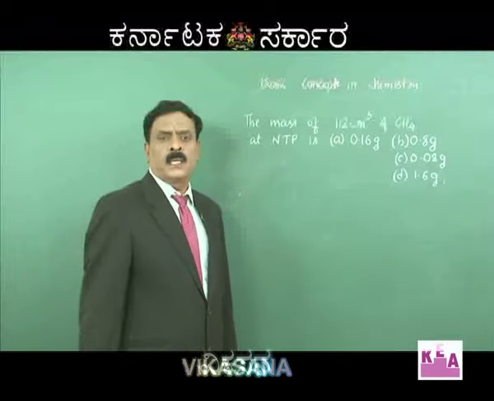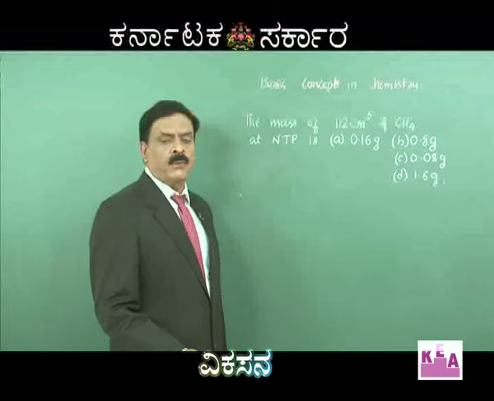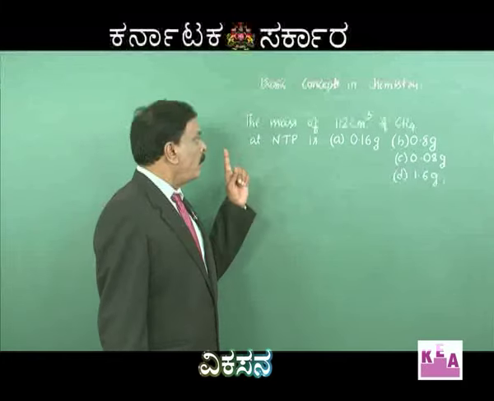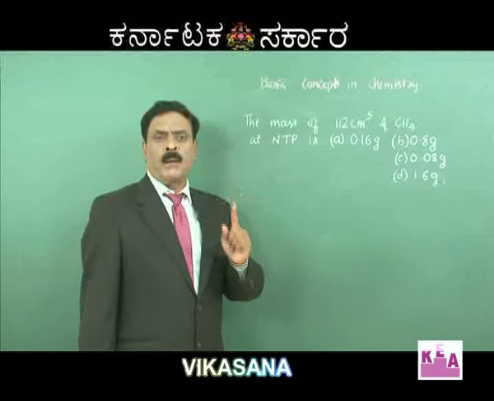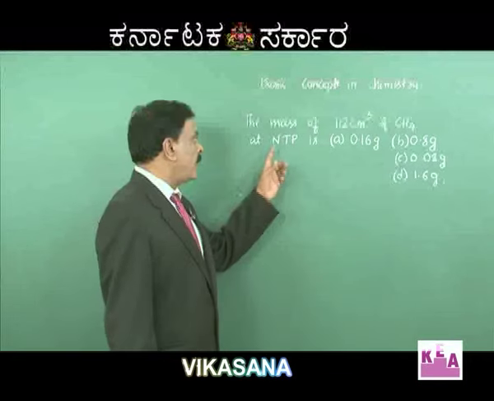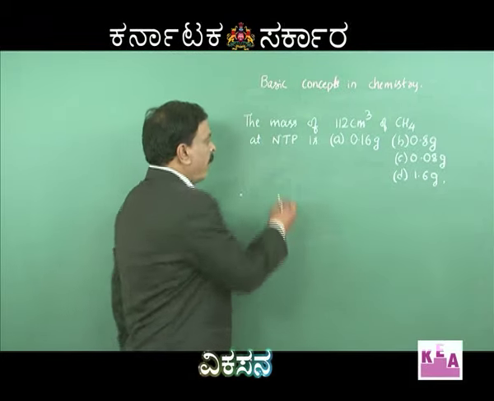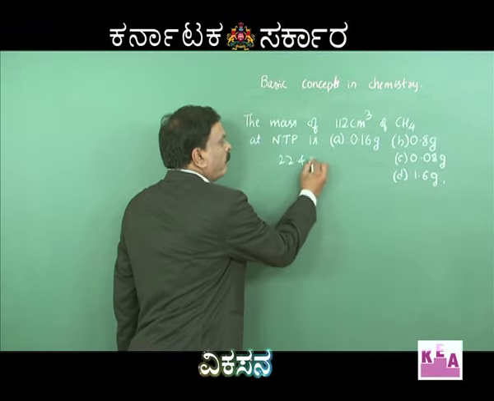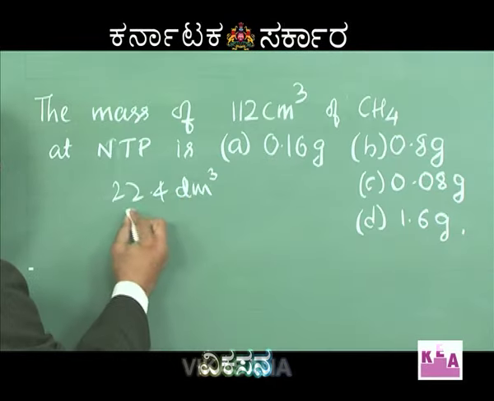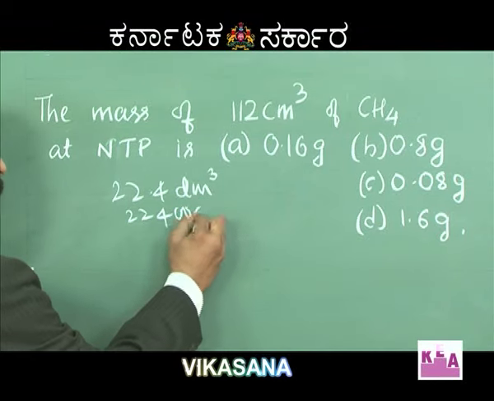Dear students, gram molar volume is the volume occupied by 1 mole of a substance or 1 gram mole of a gas at NTP or STP. At NTP, the value is 22.4 dm cube or 22,400 cm cube.